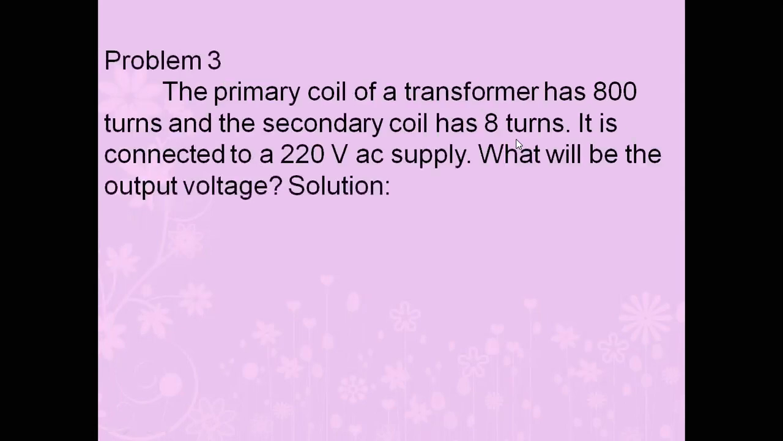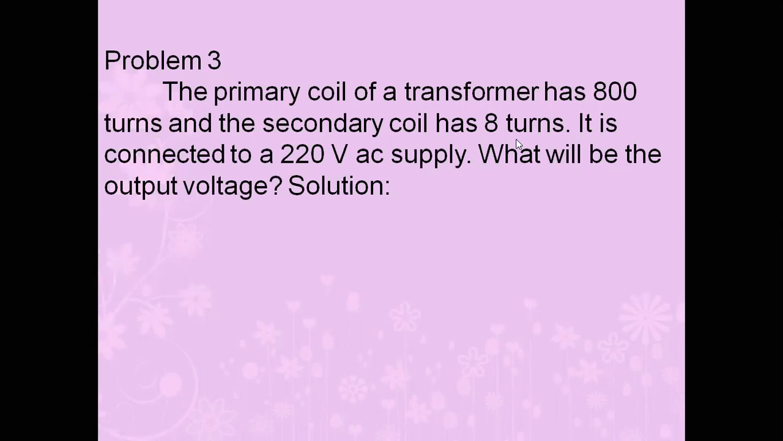So, small problems. The primary coil of a transformer has 800 turns and the secondary coil has 8 turns. It is connected to a 220 volt AC supply, that is alternating supply. What will be the output voltage?